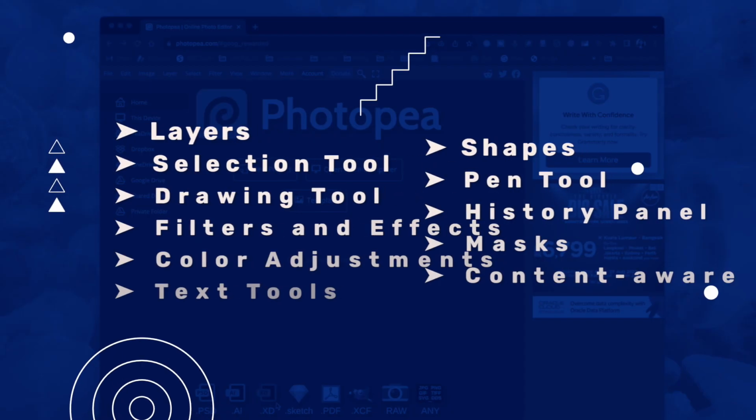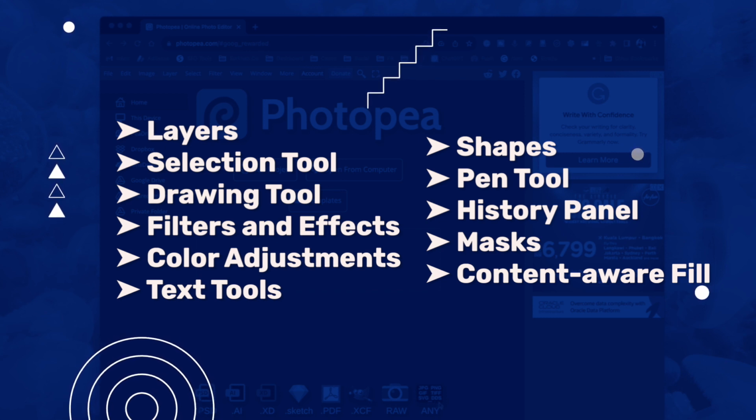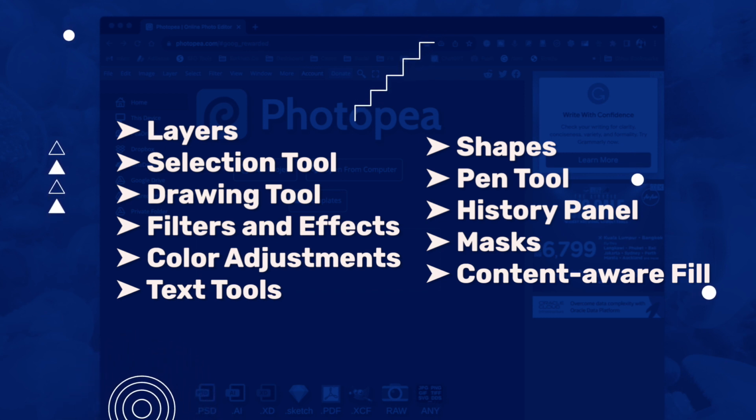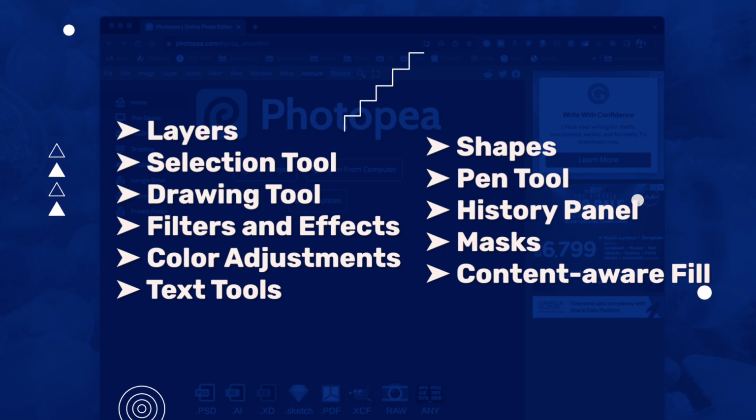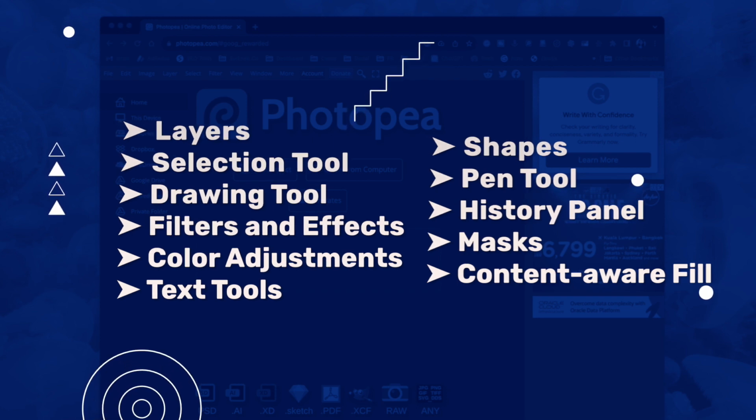If we compare it with Photoshop, it has a lot of features that are available in Adobe Photoshop, such as layers, selection tool, drawing tool, filters and effects, color adjustments, tools, shape, pen tool, history panel, masks, and content-aware fill.